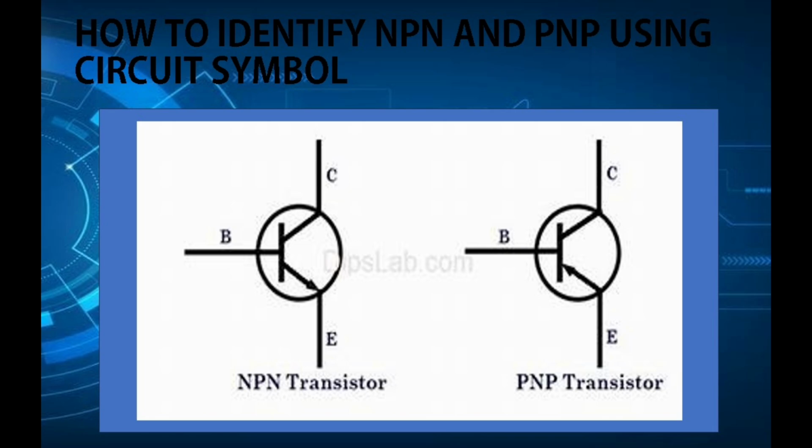And for the PNP transistor, the arrow is going onward to the base terminal. As you guys can see, it's going onward to the base terminal. It means it's a PNP type transistor. And for identifying the NPN and PNP transistor using a multimeter, I made a short video by doing practical 3.